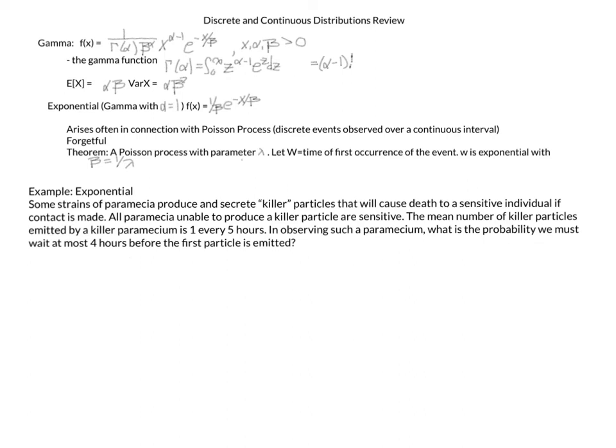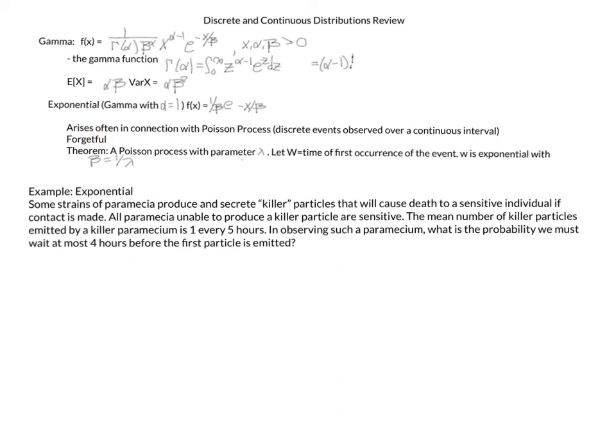But anyway, to see that this is exponential, we have this explanation that it's in connection with the Poisson process. So we're waiting over an interval of time or space or length for something to happen. And then the exponential is a Poisson process where we let our random variable equal the time of the first occurrence of the event. So here we're waiting for a paramecium to emit a killer particle. And we have the average, which is our lambda. And then we want to know the probability we must wait at most 4 hours before the first particle is emitted. So this is about W, the time of the first occurrence.